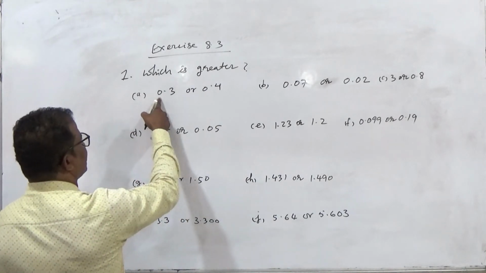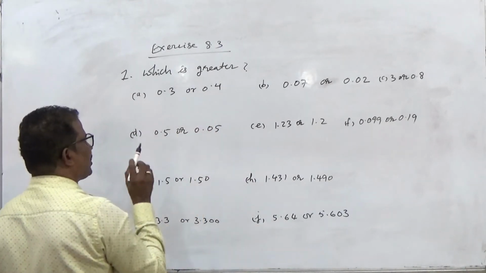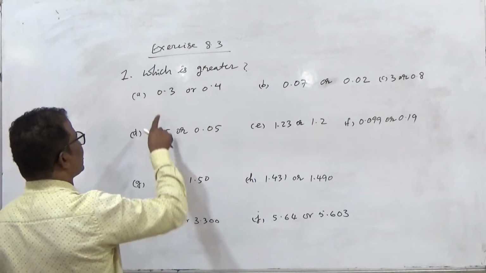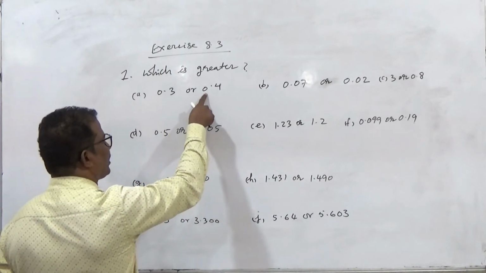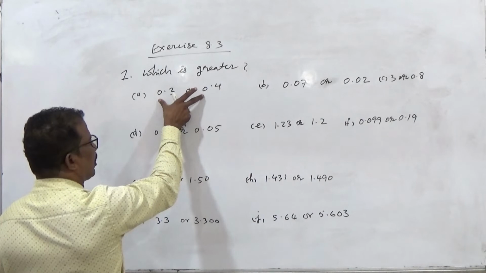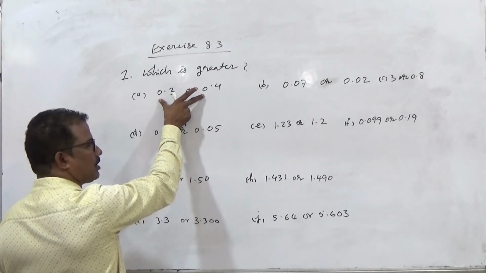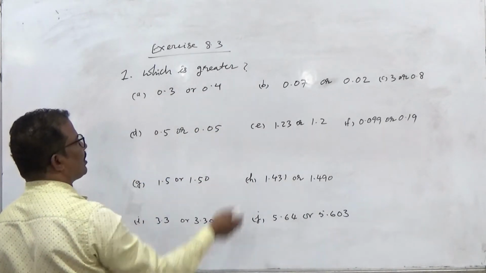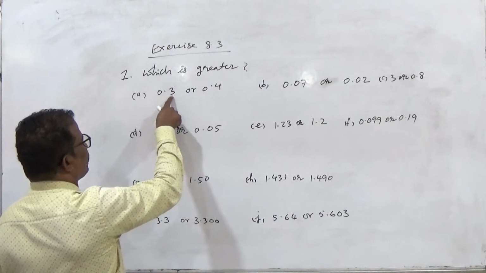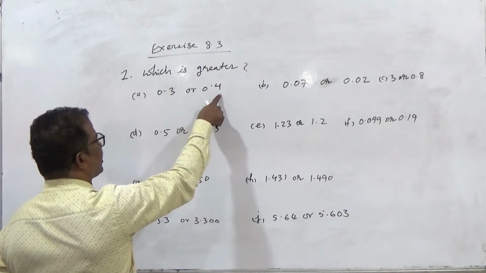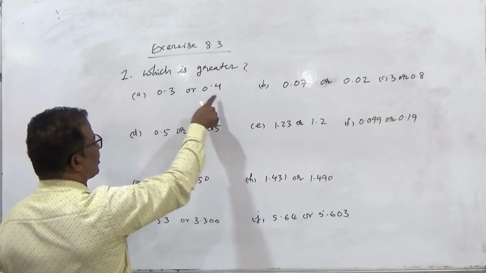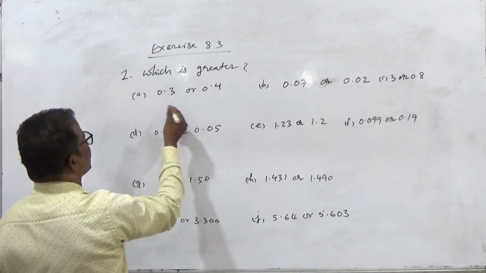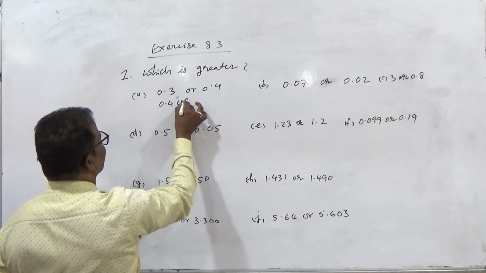See in question A, 0.3 or 0.4. First we have to compare the whole parts, then we go for the decimal parts if they are the same. Here in the whole part 0, here in the whole part 0, both are the same. So we are not able to say which is greater or smaller by seeing the whole part places. Then we go with the decimal places, first place. After the decimal, the 10th place is 3 here and 4 here. 3 is smaller than 4. So this 0.4 is greater than this 0.3. So we can say 0.4 is greater.